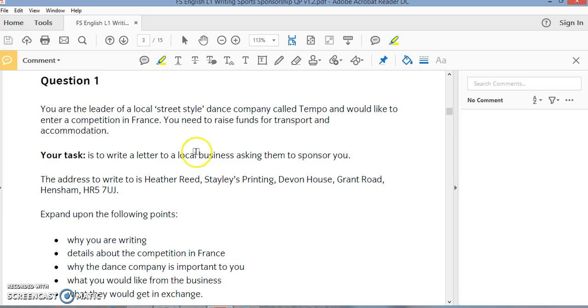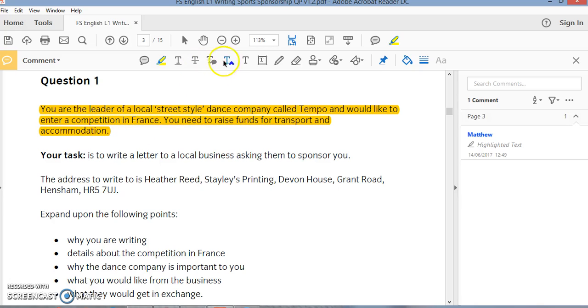So, first things first, our situation. Well, that's all in here really, isn't it? You're a leader of a local street-style dance company called Tempo, and you want to enter a competition in France, and you need to raise funds for transport and accommodation. So that's our situation here.